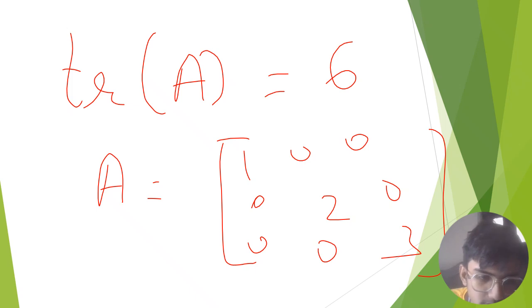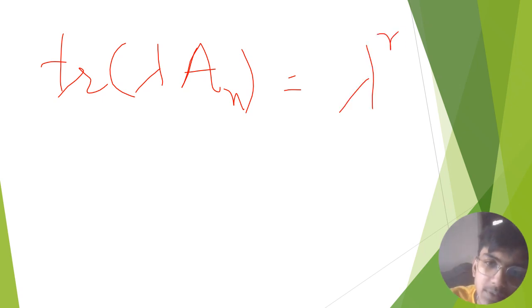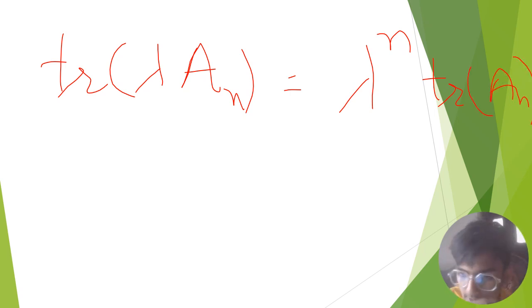Now talking about properties of trace of a matrix. Trace of lambda A, where lambda is any scalar value, you just have to use the property which you used in determinants: lambda power m comes out of the trace, and like this we can write it. So it is quite simple, and you have to understand it, because some problems, about 5% of problems, are also asked from this topic, trace.